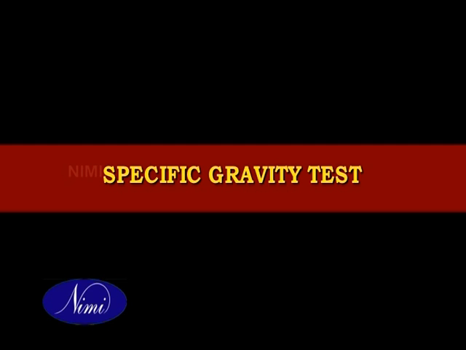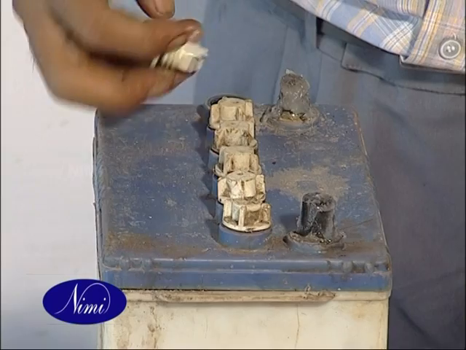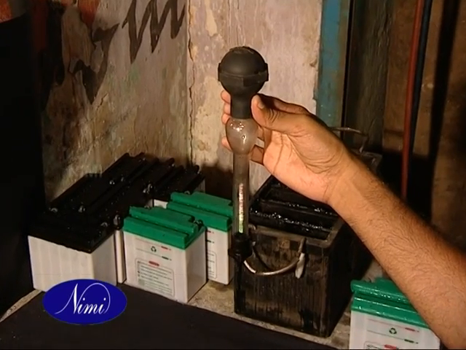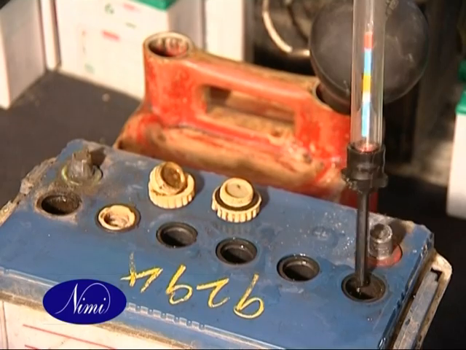Specific gravity test. Keep the battery on a leveled wooden workbench. Remove all the vent plugs. Hold the hydrometer vertically. Place the nose of the hydrometer in the cell.